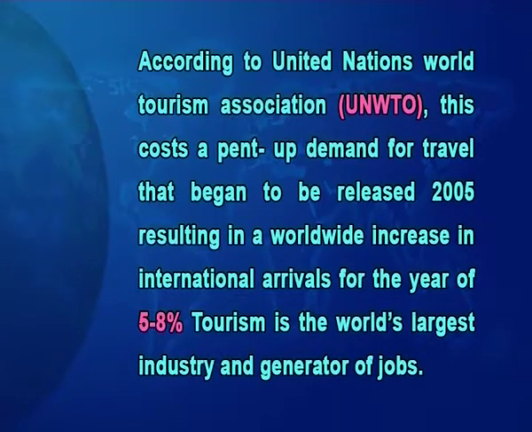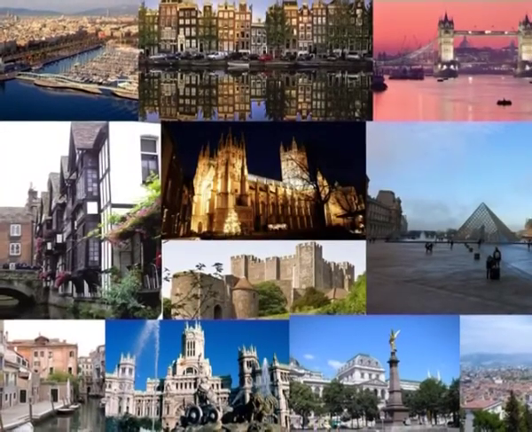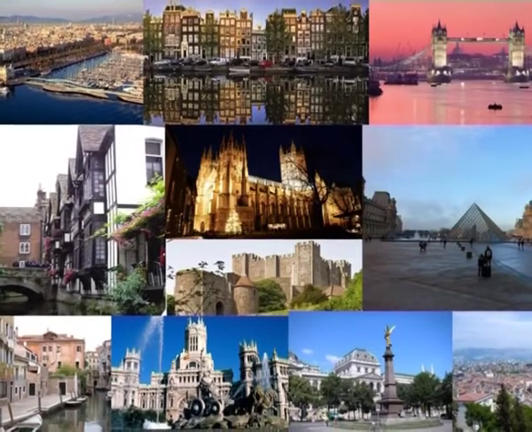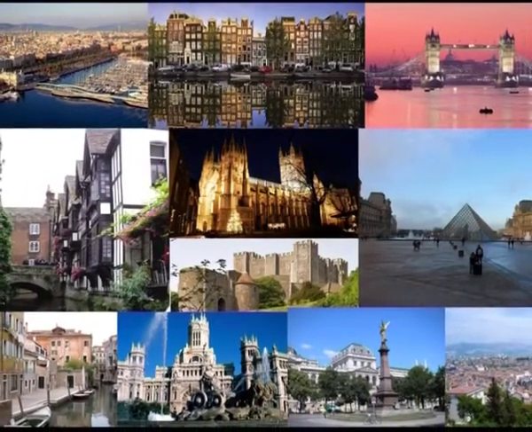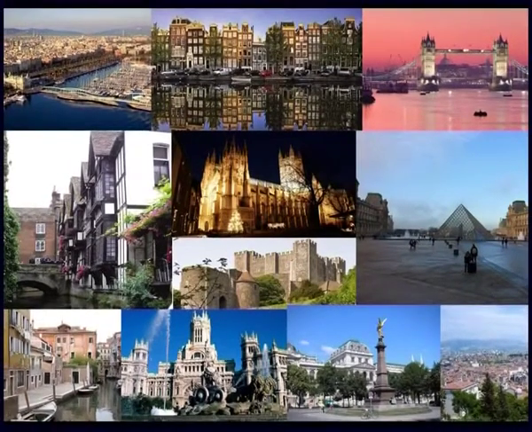According to the United Nations World Tourism Organization, this caused a pent-up demand for travel that began to be released in 2005, resulting in a worldwide increase in international arrivals for the year of 5 to 8%. Tourism is the world's largest industry and generator of jobs. To put that in perspective, if tourism were a country, it would have the 3rd largest economy in the world, behind the US and Japan. Over 80% of European tourism is intra-regional. Arrivals and receipts are a direct reflection of the strengths of European economies.